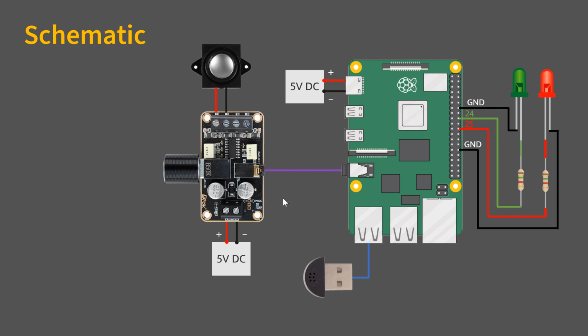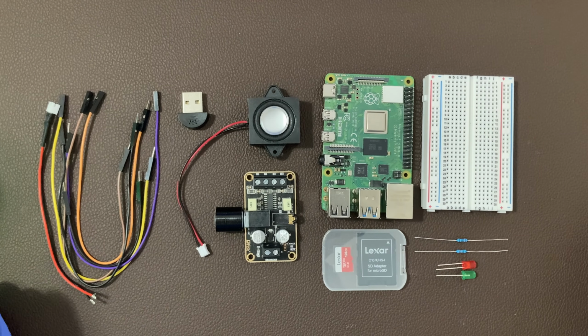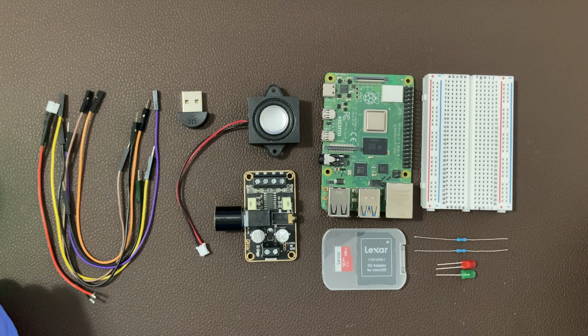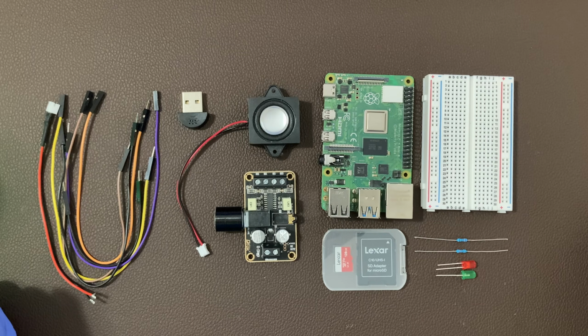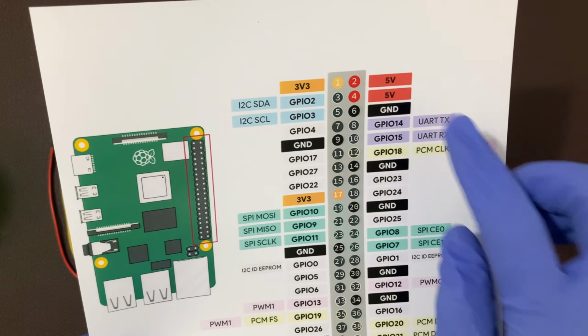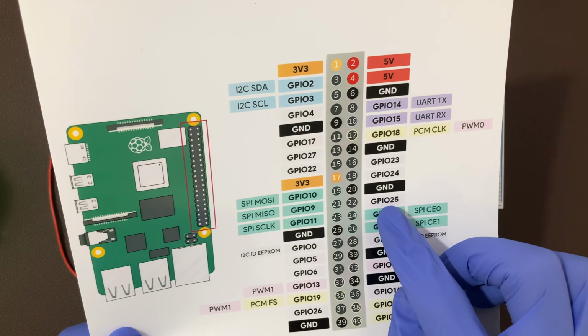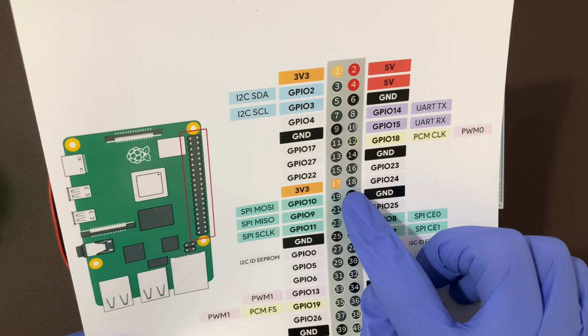So now let's get back to the bench and see how we can connect everything together. Alright, as you can see, I have everything on my desk. So now let's at first connect the LEDs to the Raspberry Pi. I have a Raspberry Pi pin out over here. So what we need here is Raspberry Pi GPIO 24 and 25. As you can see here, 24 is over here, and then 25 is over here.